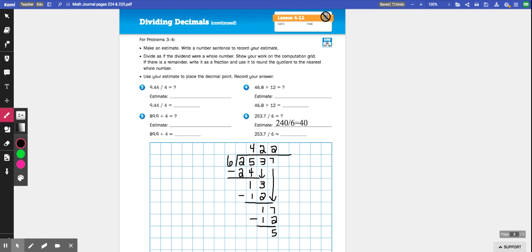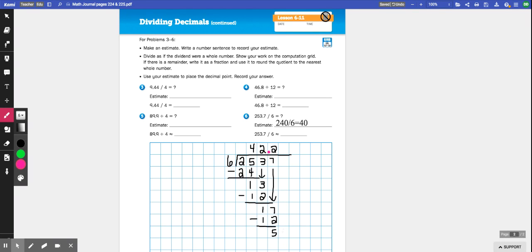I have 422. I have to think, where am I going to put my decimal point so that I have an answer that is very close to 40? If I put my decimal point between the 4 and the 2, that's giving me an answer of 4 and 22 hundredths. If I put my decimal point to the right of the second 2, that's going to give me an answer of 422. So I know that I need to put my decimal point between these two 2's because that will give me an answer of 42 and 2 tenths. And I know that that's close to 40.